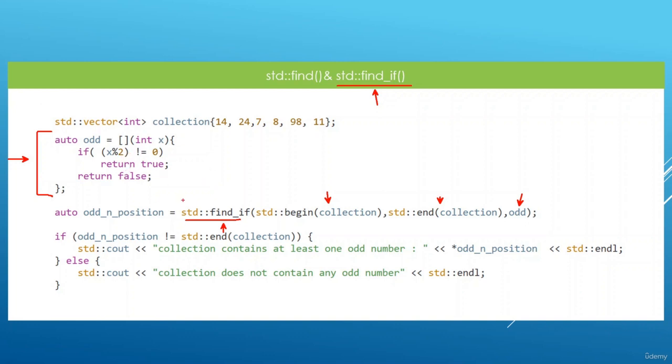And if we find at least one odd value, we're going to say that right here. If the algorithm runs to the end and we don't find an odd value, we're going to say that right here, that we don't contain any odd number. This is how you can use this algorithm.